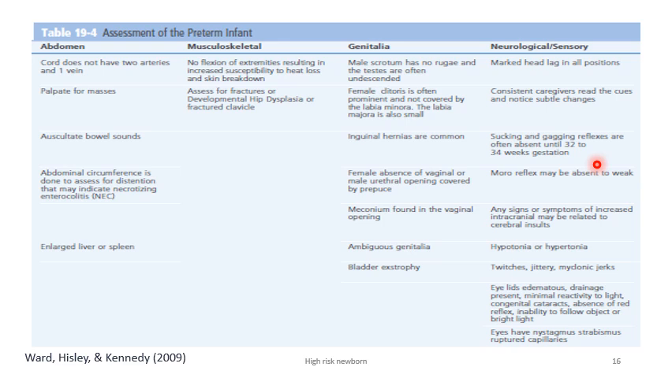Sometimes also we have the Moro reflex, sometimes we don't, and sometimes also we see that there is an increase in the intracranial pressure and any signs that might be related to any cerebral problem. And then sometimes also there will be hypotonia for the muscle tone and hypertonia for the muscle tone. And then sometimes we can see some twitches or even jitteriness or myoclonic jerks on the baby.